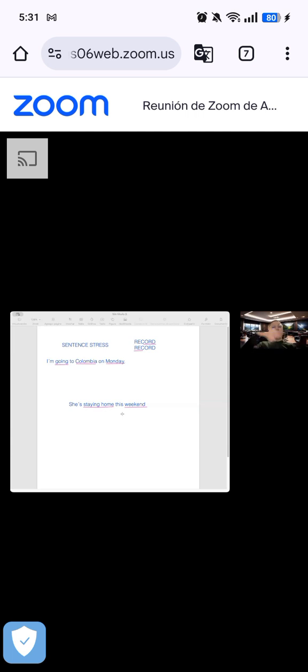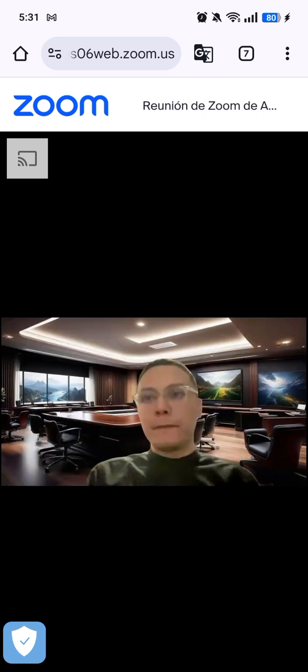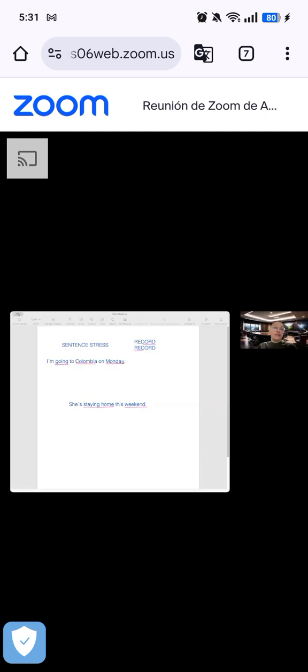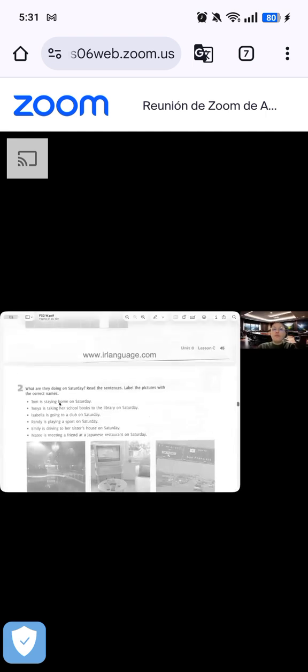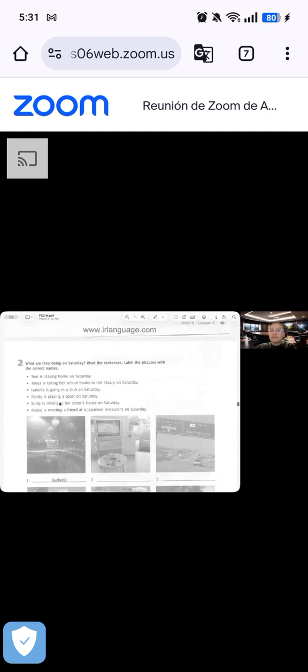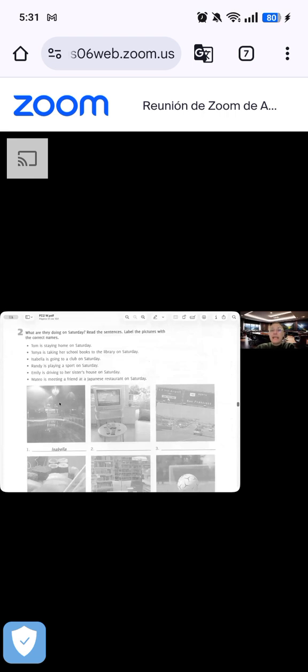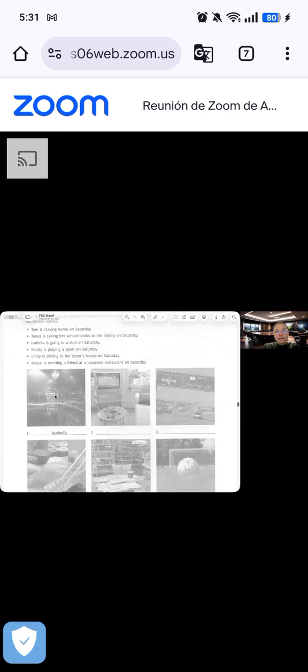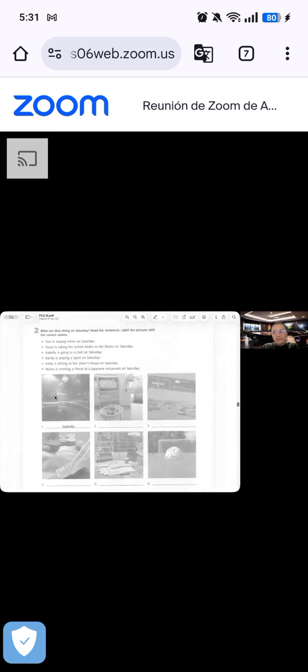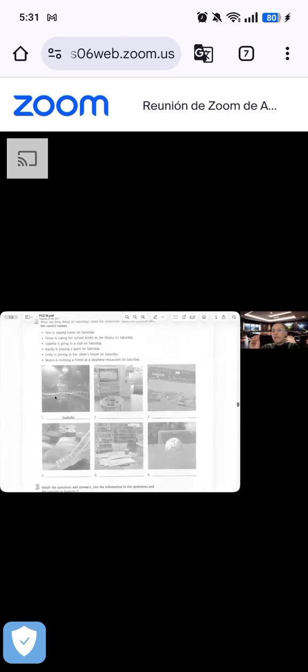Listen again. I'm going to Colombia on Monday. She's staying home this weekend. Let's practice, especially with this present continuous that we already know. What are they doing on Saturday? Read the sentences, label the pictures with the correct names. Check that here we have 6 sentences and 6 pictures. Yeah? We're going to accommodate them, we're going to match them, we're going to label them in the correct picture, but with the names only.